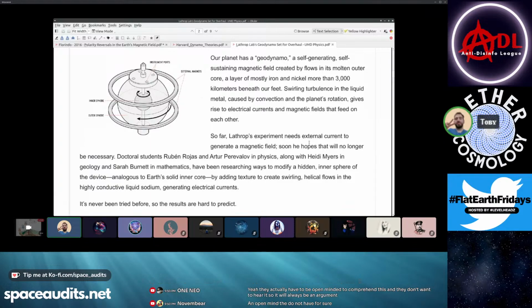So far, Lathrop's experiment needs external current to generate a magnetic field. Soon, he hopes that will no longer be necessary.